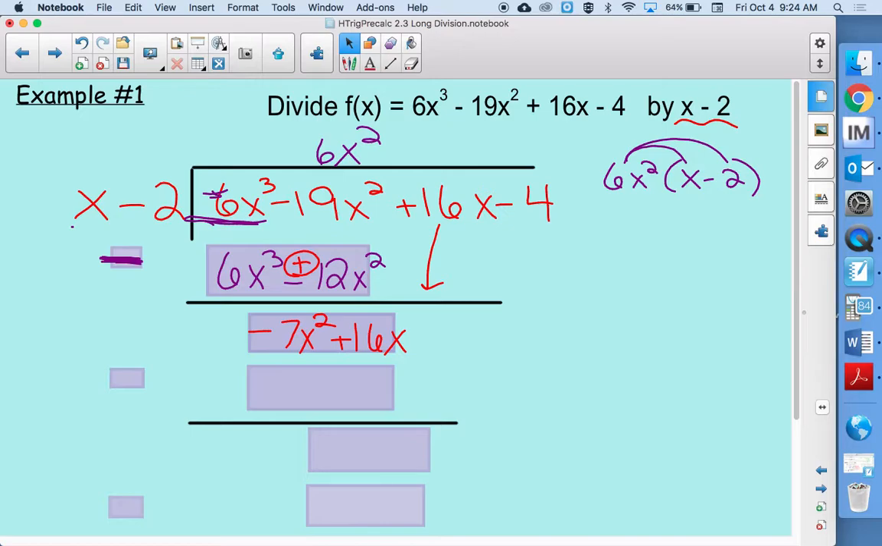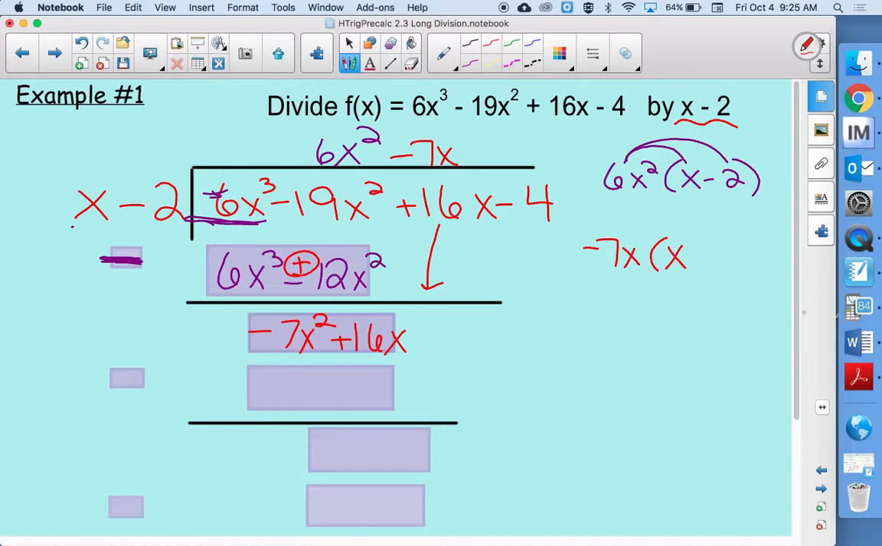So covering up the negative 2, just looking at the x, you need to ask yourself, what would you multiply x by so that it becomes negative 7x squared? Garrett, what would you multiply x by so that it becomes negative 7x squared? Negative 7. Yeah, negative 7x. And again, that goes right above the x term. And then you're taking that negative 7x and actually multiplying it, but now you're multiplying it by the whole divisor. So Garrett, if you take negative 7x times x minus 2, you get? Negative 7x squared plus 14x.